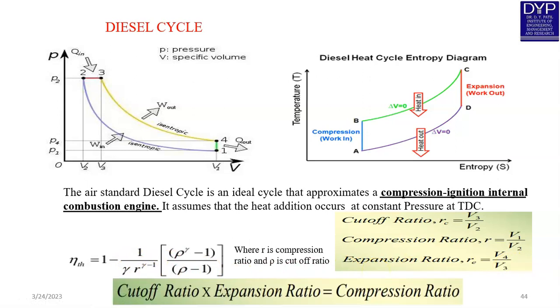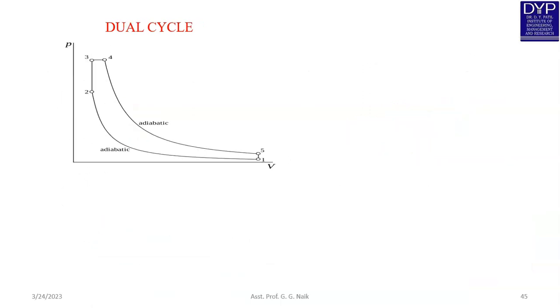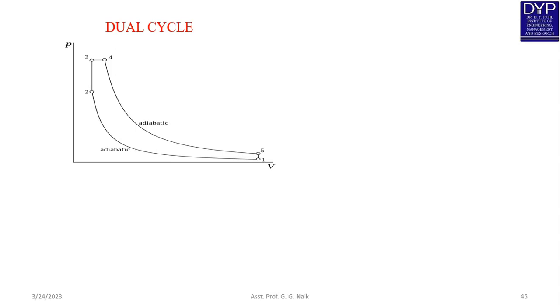Cutoff ratio into expansion ratio must be equal to compression ratio. This is the formula that you have to remember. Now let us see the dual cycle. The dual cycle is actually the combination of diesel cycle and Otto cycle. At this particular point heat is added at constant pressure, and here heat is added at constant volume. So this is the combination of the Otto cycle and diesel cycle.